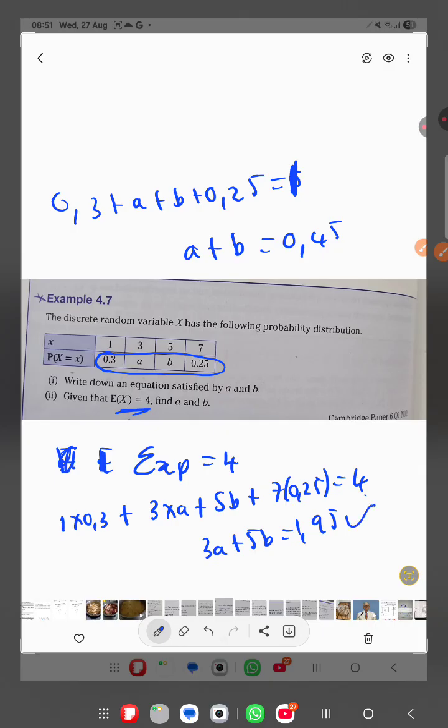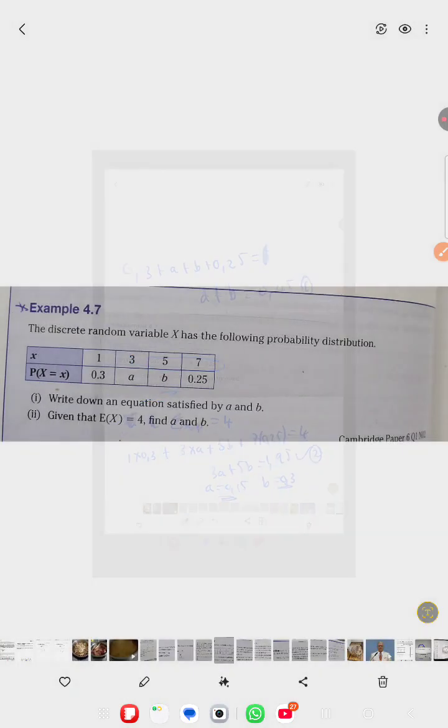So using equation number 2 and equation number 1, you can solve simultaneously. Please solve by elimination. I don't know why kids solve by substitution. Such questions, learn to do the elimination. And your a is equal to 0.15 and b is equal to 0.3. Right? Try that yourself. It is not that deep.